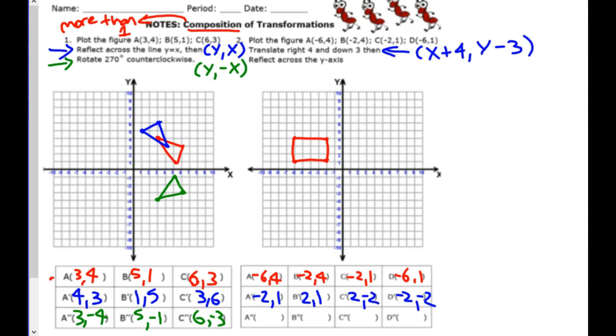So let's graph those new points. We've shifted it to the right and down. So (-2, 1). That overlaps. (2, 1). (2, -2). (-2, -2). Boom. So does everyone see you got that shifted over rectangle to the right and down? All right.